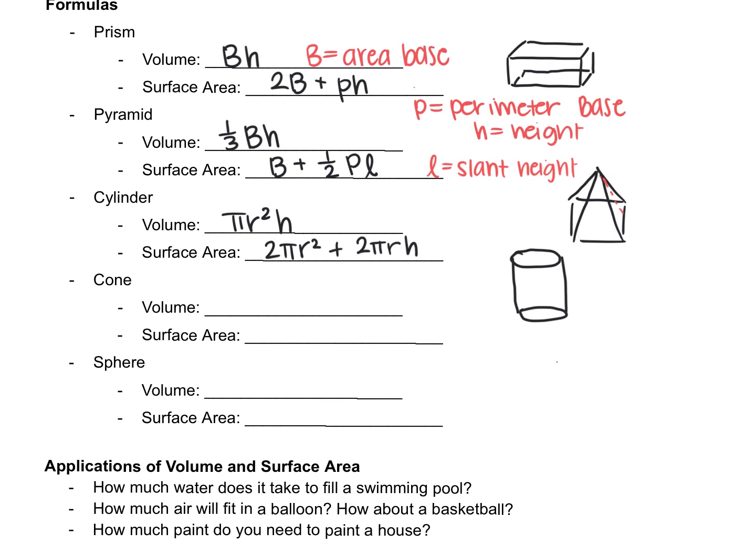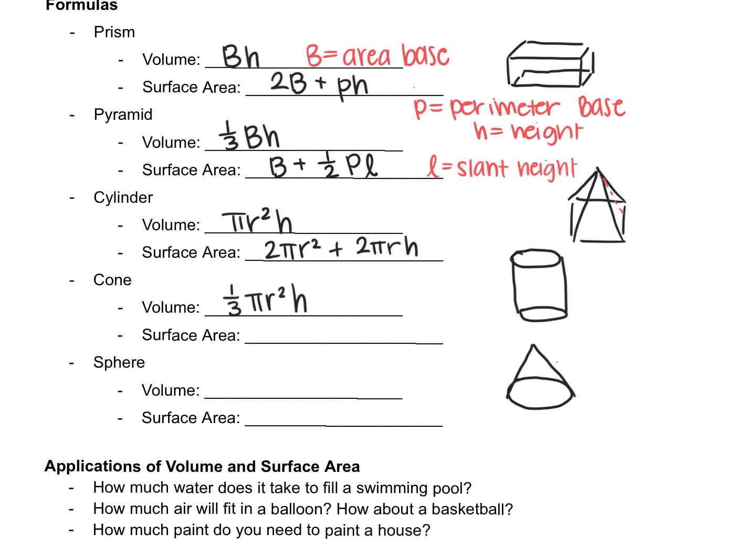So a cone is basically a pyramid, but with a base that is a circle. So if I want to draw a cone, I have my circular base, and then it meets at the top. So very, very similar. We're going to do 1/3, and then instead of area of a base, we'll put area of a circle, pi r squared, and then times our height.